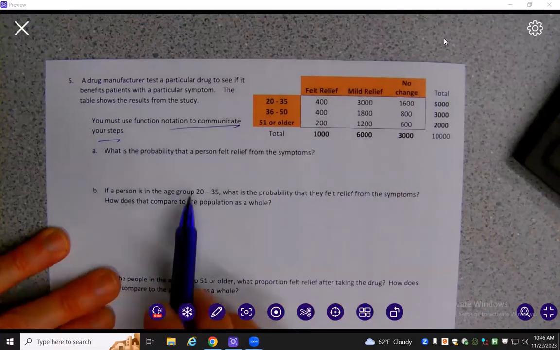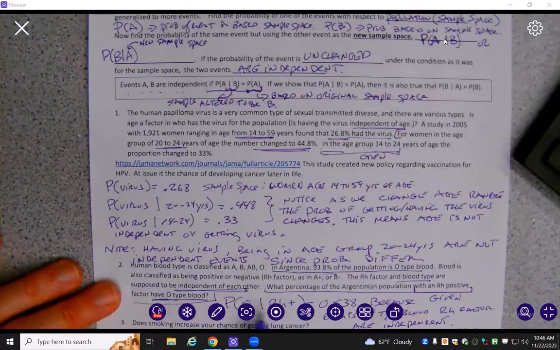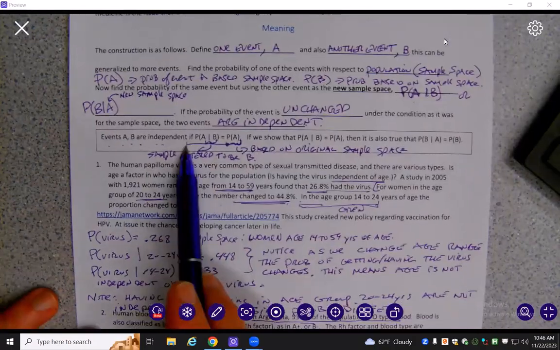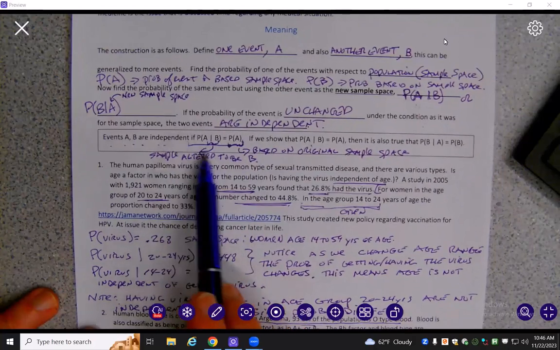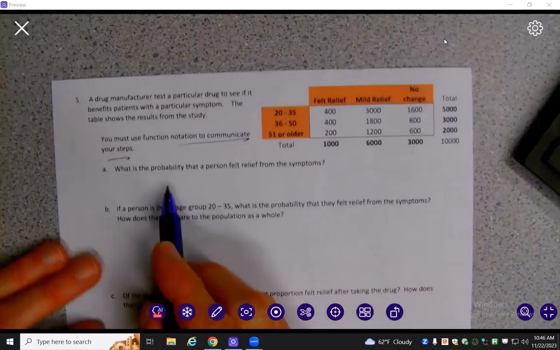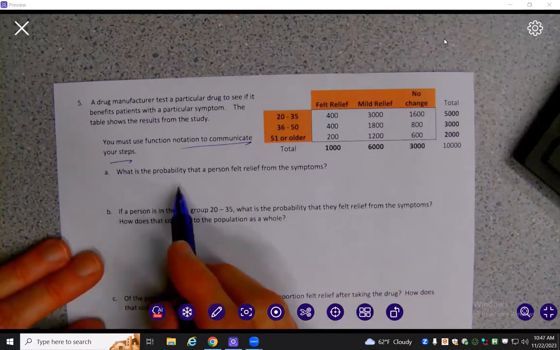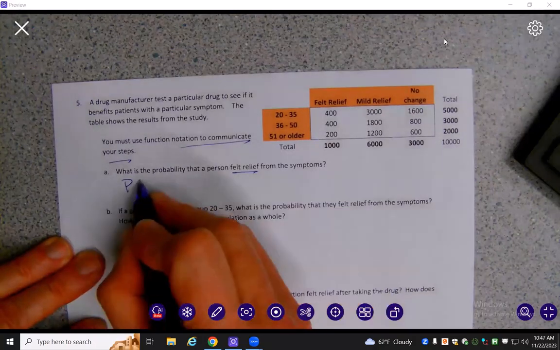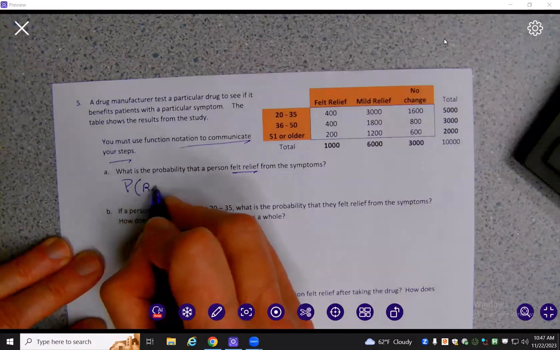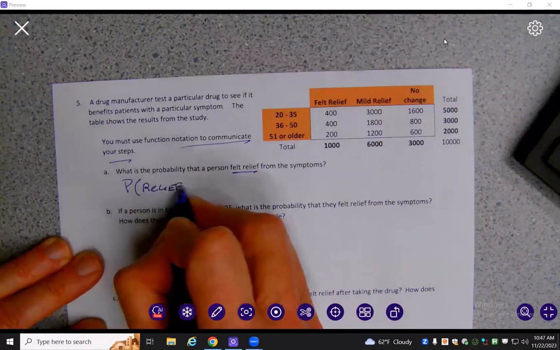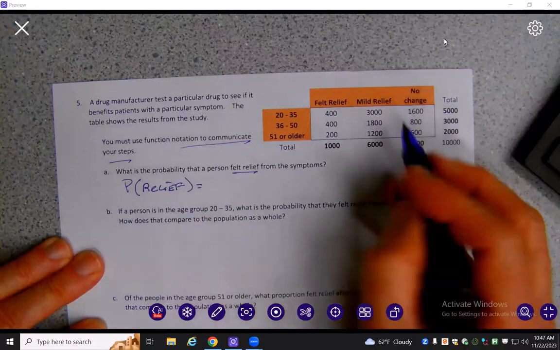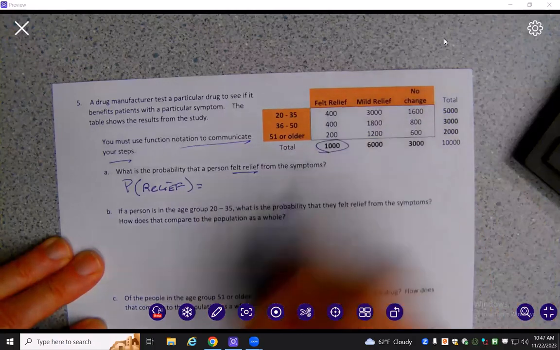So use function notation to communicate what you're doing. Just like I've been doing here, notice when I've been trying to communicate what I'm doing, I'm using function notation. This terminology is expressed in function notation. So again, what is the probability that a person felt relief from the symptoms? This question is just about felt relief. So I'm just going to call it relief.